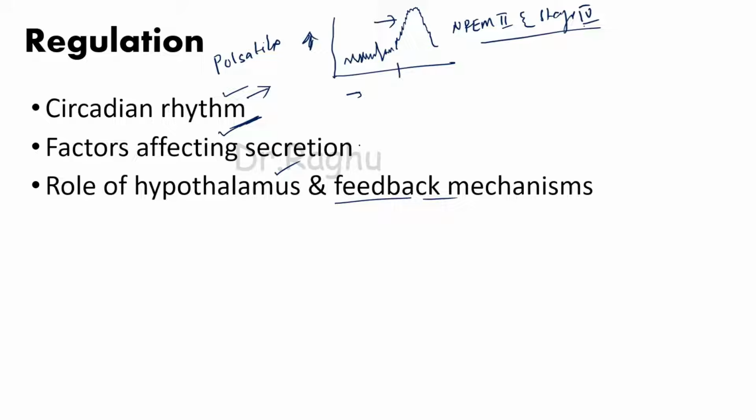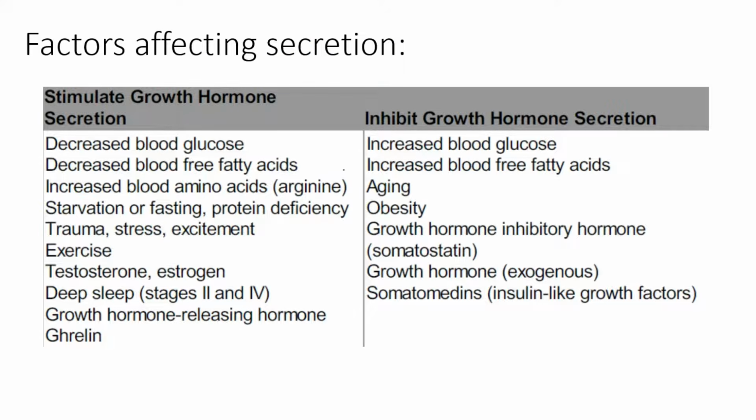Next, let's understand the factors which affect the secretion and also the role of hypothalamus and the feedback mechanisms. This is a very beautiful table given in Guyton, which tells us the various factors which affect the secretion of the growth hormone. On this side, we have the factors which stimulate the growth hormone secretion, and on this side, we have the factors which inhibit it.